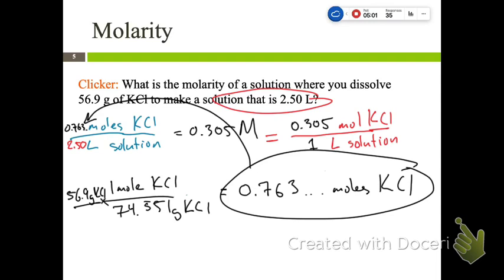So the ratio is, this number here tells us how many moles there are of solute in every 1 liter of solution. That's what that big M stands for. What most people get stuck doing is they see this and they think that this is a quantity. This is not a quantity. This is a ratio. This is a conversion factor. Same thing with percent. It's a conversion factor. It's not a quantity. How does 0.305 compare to 0.763 over 2.50?